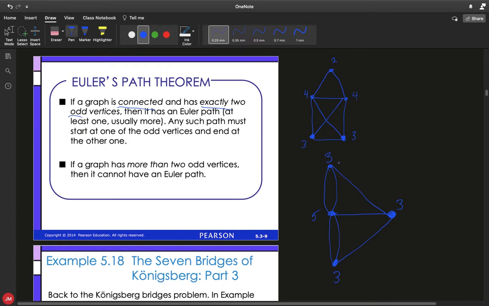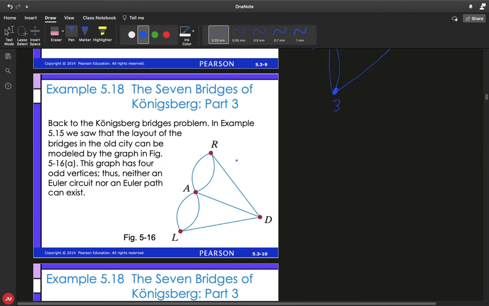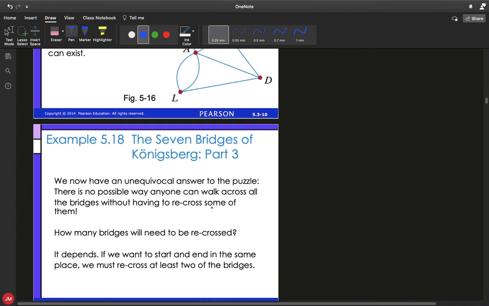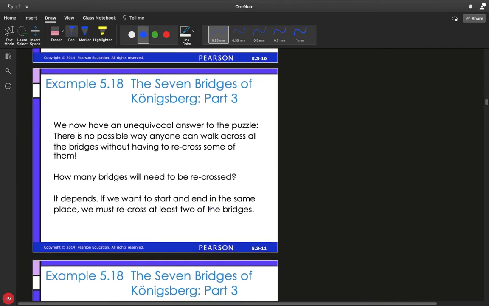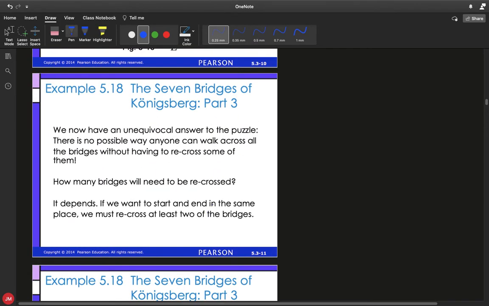If a graph has more than 2 odd vertices, it cannot have an Euler path. Right away, looking at the bridges of Königsberg example, we can now say that for sure it did not have an Euler path. So again, here's kind of talking through that, and you can read through these slides if you'd like to. Obviously, here is the drawing for that, where we now are able to answer that problem by showing that there is no possible way to walk around all the bridges without having to recross some.